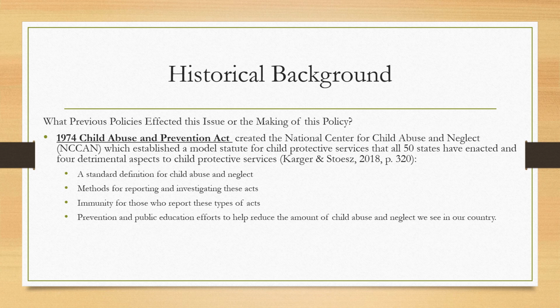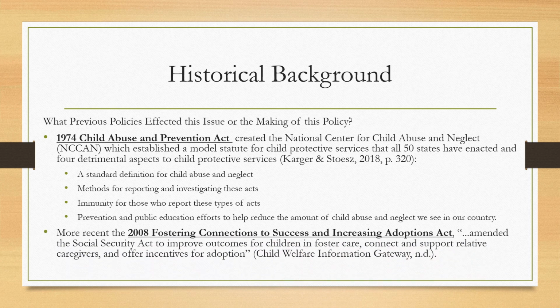House Bill 1262 and the 1974 Child Abuse and Prevention Act really attempted to do great things for this area of study. Next, and more recently, was the 2008 Fostering Connections to Success and Increasing Adoptions Act. This act amended the Social Security Act to improve outcomes for children in foster care, connect and support relative caregivers, and offer incentives for adoption. So this represents the other end of the child welfare process. Instead of what is impacting children going in, this impacts the amount of children going out. So we address both areas of the process here with these two acts of legislation.